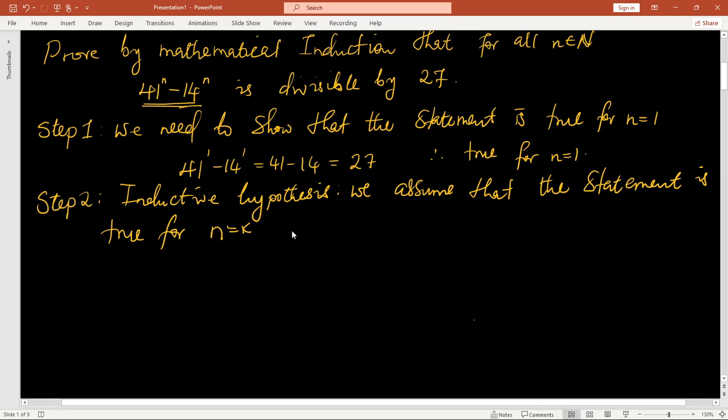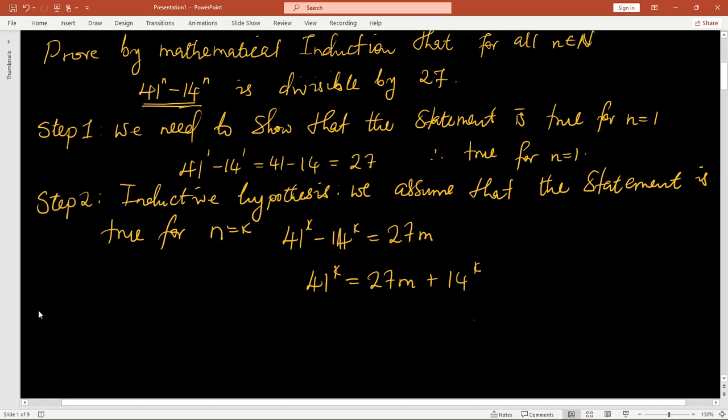So what I mean there is, I'm going to write 41 to the power k minus 14 to the power k equal to 27 multiplied by m. This 27 multiplied by m is just to show that the statement is divisible by 27. So we can go ahead and make 41 to the power k the subject. We're going to have 41 to the power k is equal to 27m plus 14 to the power k. So you can leave our inductive hypothesis at this stage. I'll show you the reason why we've done this.